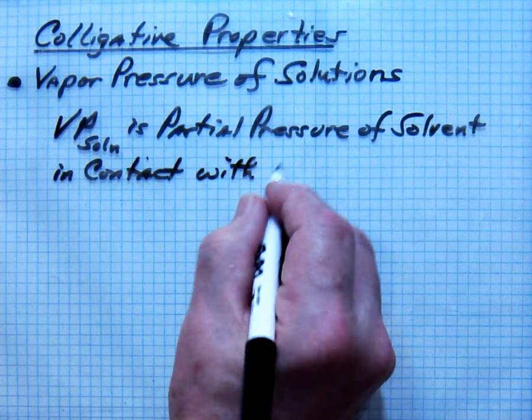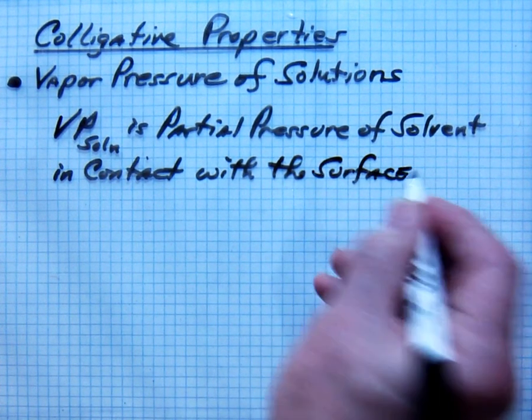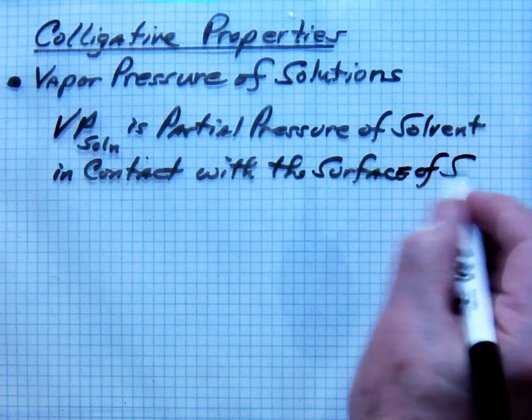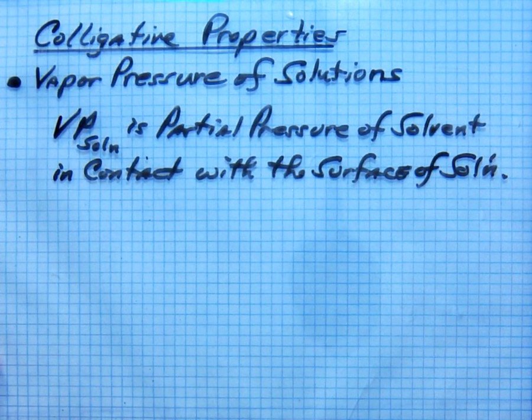It's the partial pressure of solvent in contact with the surface of the solution. Now, the effect of solute in solution can be either to increase vapor pressure, in some cases it does, or decrease vapor pressure. We're going to exclusively work with decreasing vapor pressure and not the increasing vapor pressure.